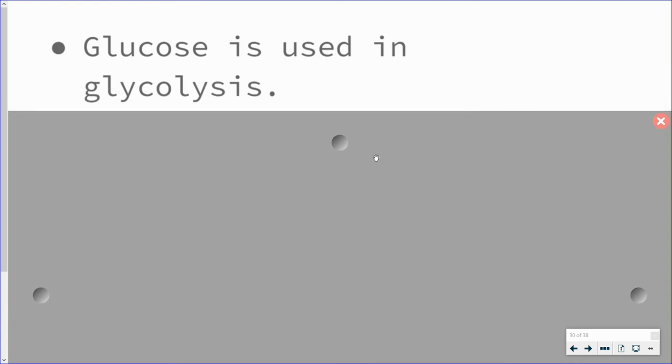So what we're going to try to do now is understand that equation. Glucose plus oxygen produces carbon dioxide and water. Well, glucose is one of our reactants in that equation because it's used in glycolysis. It has to enter from the outside. We have to consume it. We have to get it from the outside world. It is one of our reactants.